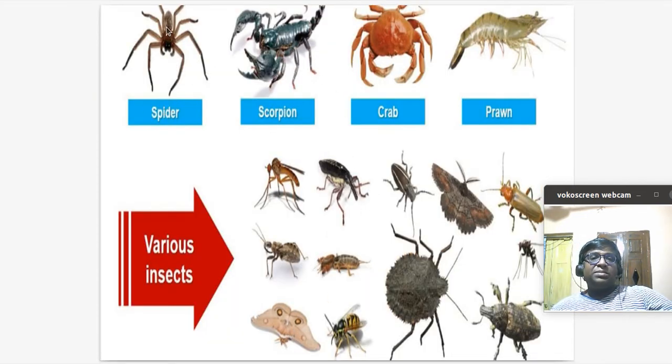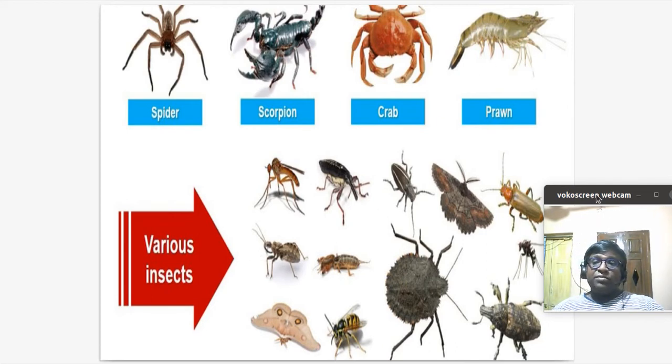So the example, spider, an arachnid, has four pairs of legs. Scorpion, they are also examples for Arthropoda. Crab is also an example for Arthropoda. Prawns and lobsters are all examples of crustaceans, which come under Arthropoda. Even they have this chitinous exoskeleton.